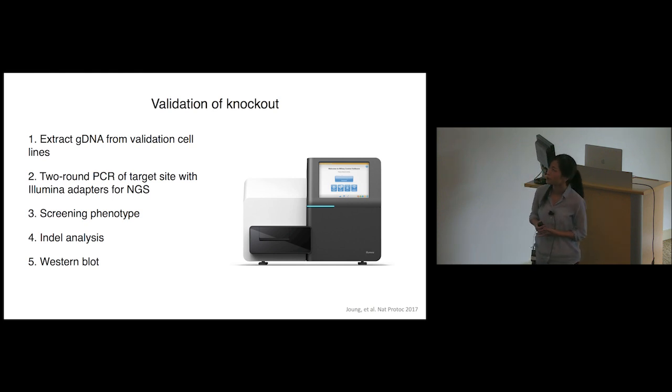the genomic DNA from the validation cell lines. Then we provide a 2-round PCR of amplification of the target site with the Illumina adapters. For this, we use the 2-round PCR instead of the 1-round because it's much more versatile and it's easier to combine the primers with the barcodes and the Illumina handles with primers that target different sites in the genome. And after you transduce the cells and verify that there are indels, you need to verify that the screening phenotype is actually there and that the target protein was actually knocked down, because the target protein is not always knocked down. And so it's very good to verify that with a Western blot.